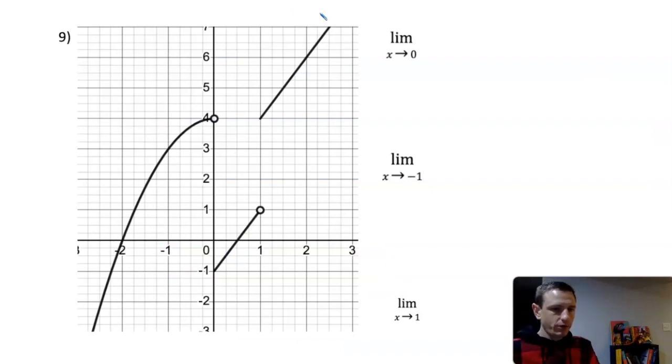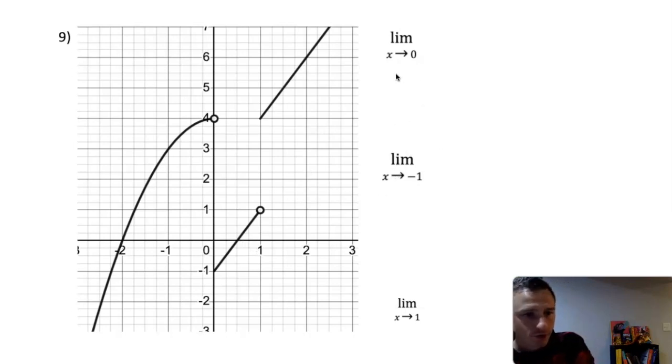So now I want to look at evaluating limits just from graphs. Just given a graph, what would the limit be? In this first question, we have the limit as x approaches 0.